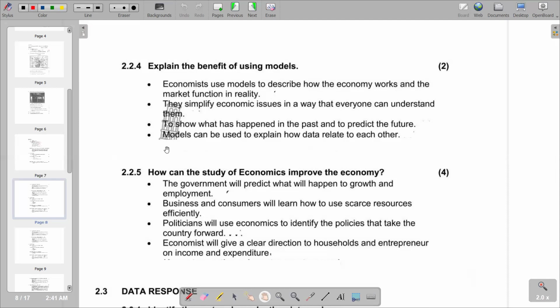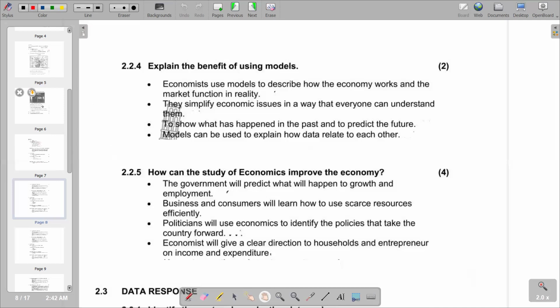So we go to the next one. It says to show what has happened in the past and to predict the future. So it can be used as a basis for prediction of what is going to transpire in the future. So basically, it also becomes a benefit. Then lastly, models can be used to explain how data relate to each other. So the relationship that exists between different types of data can also be put in place using models. So this is what we have in terms of this part of the question.